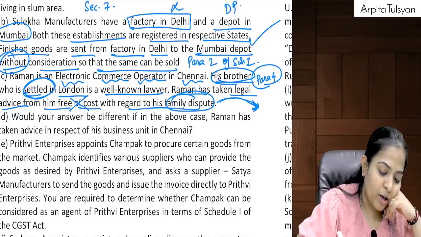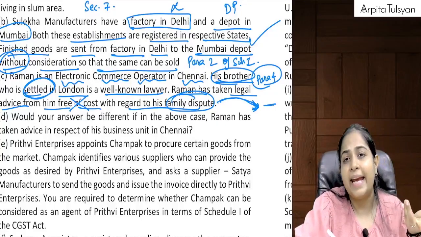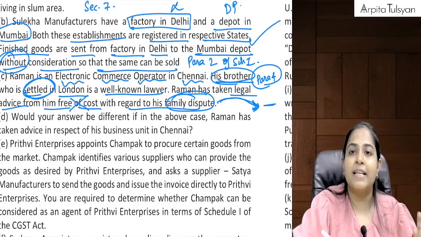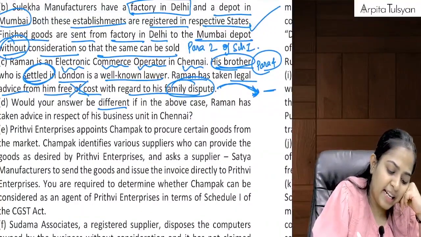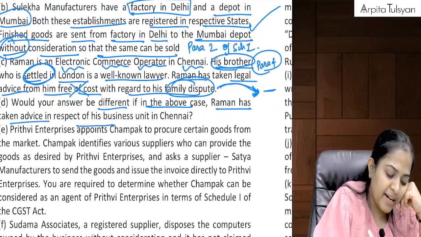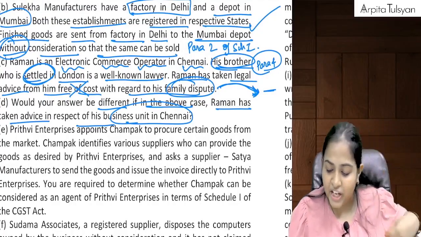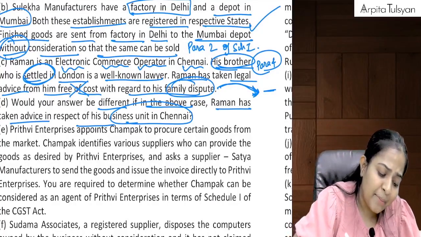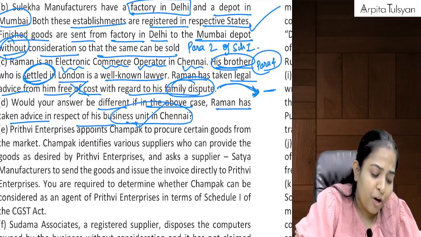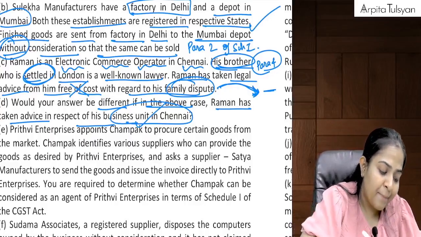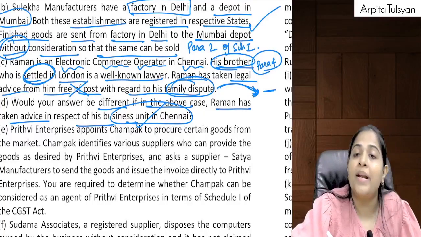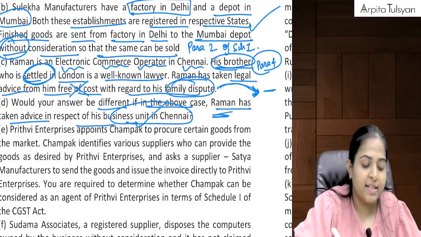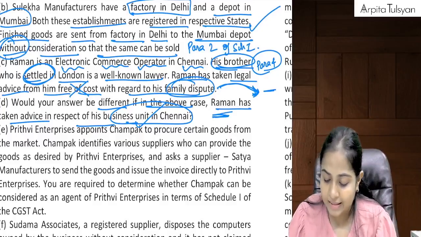Yes. So we are not falling under para number 4. 7.1a and 7.1b are anyway not applicable, because there is no consideration involved. Then, would your answer be different if in the above case Raman has taken advice in respect of his business unit in Chennai? My answer will still remain the same. Even if it is for business, my brother is not my related person. We have taken the service from an unrelated person, so for zero consideration it cannot be considered as a supply.